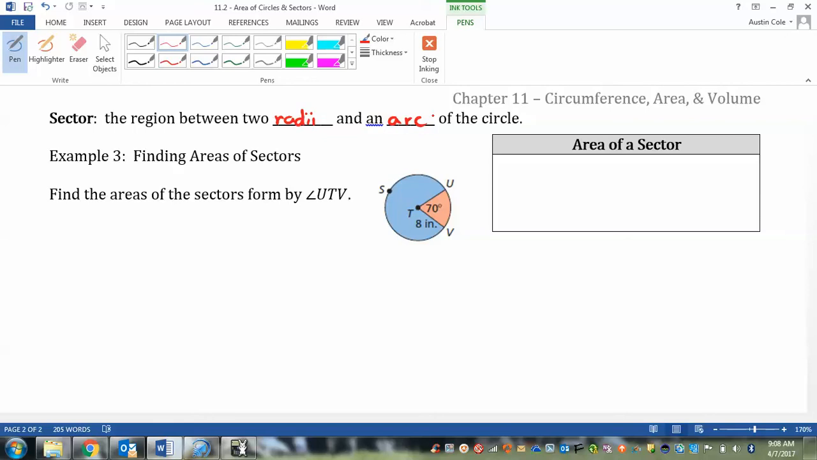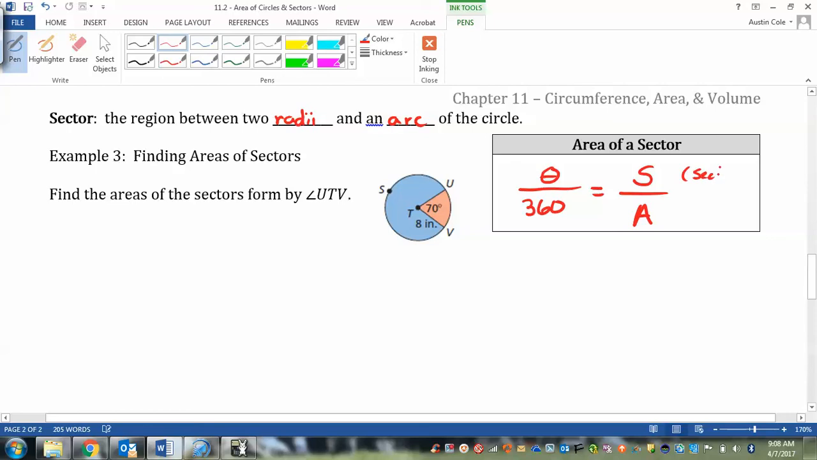Okay, now our formula is very similar to arc length. It's theta over 360, the part of the circle we're talking about over 360, equals the sector area, I'm calling that S, over the total area of the circle, I'm calling that A. So maybe you want to put sector there and area there. Or sector area, the area of the sector over the area of the circle.